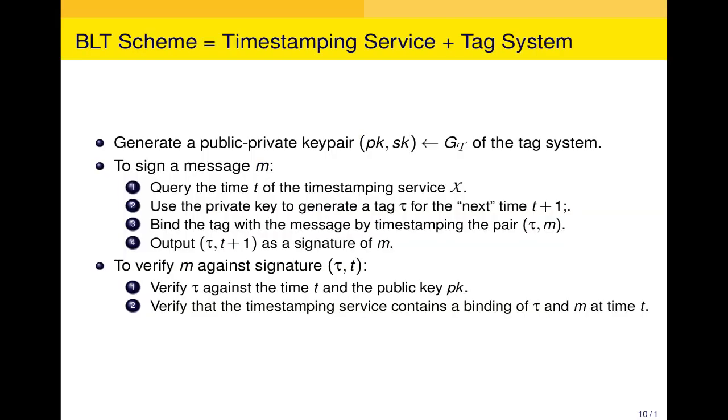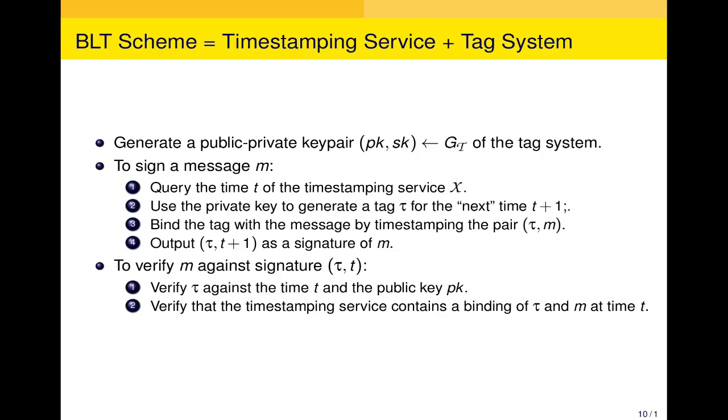Now we are ready to see how timestamping could be combined with a tag system to result in a signature scheme. To start with, the user must choose a backdating resistant timestamping service and a forward resistant tag system T. The BLT key pair coincides with the key pair generated for the tag system.